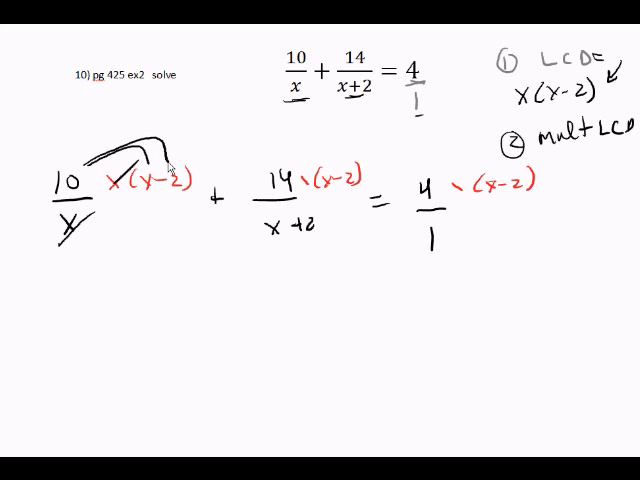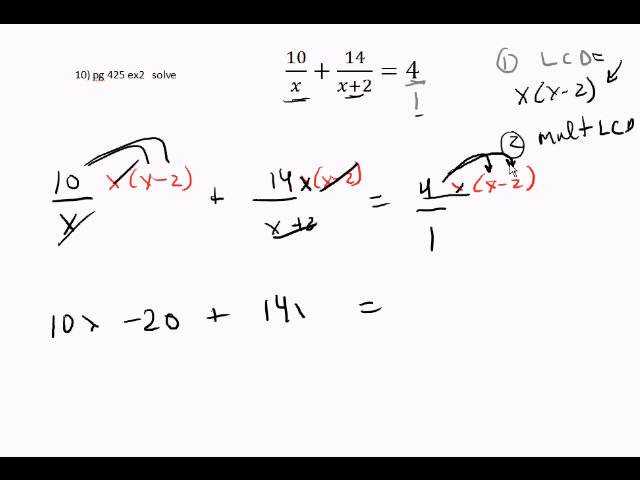What do I get when I multiply 10 times x minus 2? Yes, you distribute, and you get 10x minus 20. Here, I'm going to cancel out the x minus 2's. I'm left with just 14x. Do you see how that worked?